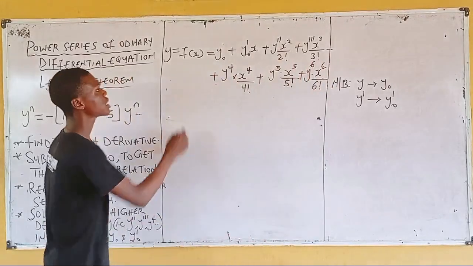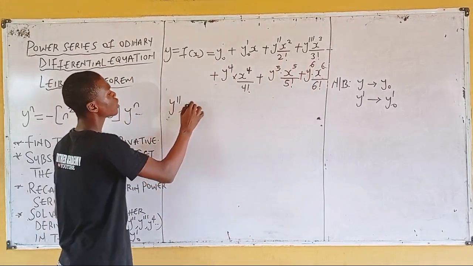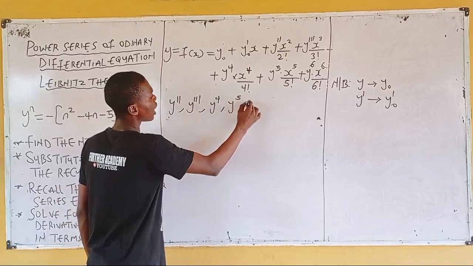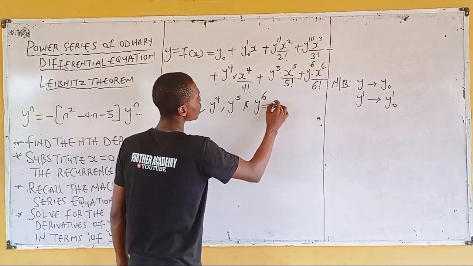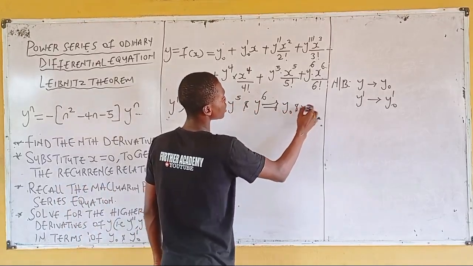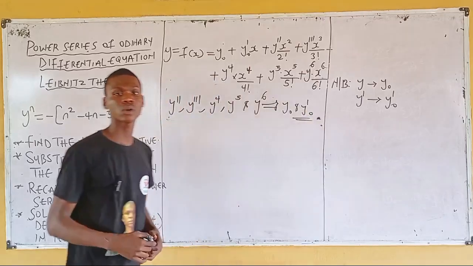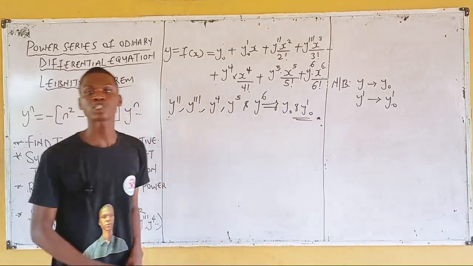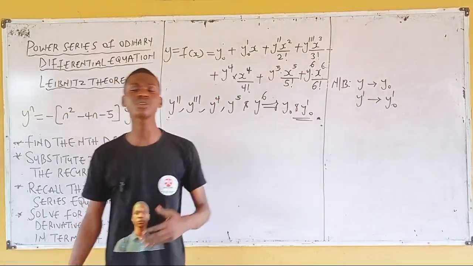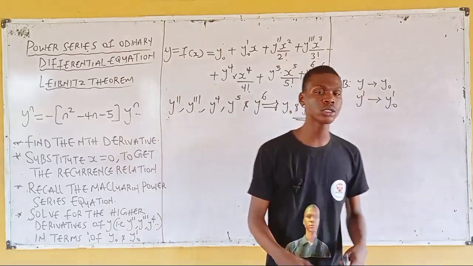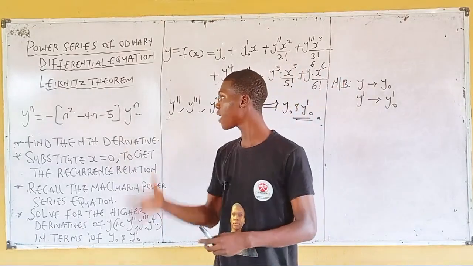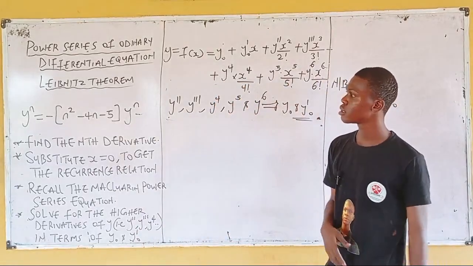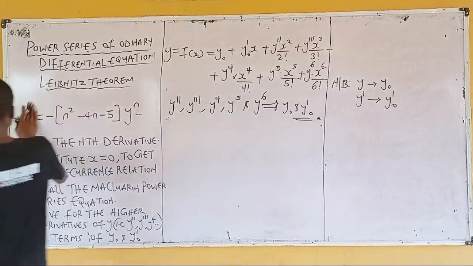By the 6th power of x, I need to express y double prime, y triple prime, y raised to the power of 4, y raised to the power of 5, and lastly y raised to the power of 6, all in terms of y naught and y prime naught. So that's what it means. Now, how do we get all these higher derivatives of y? Substitute the value of n equals 1, 2, 3, 4, 5, up to y raised to the power of 6.